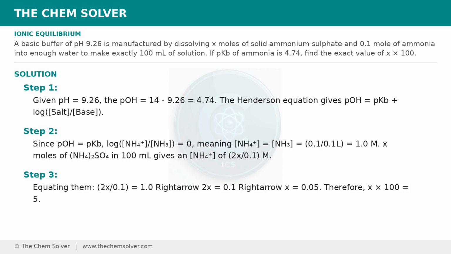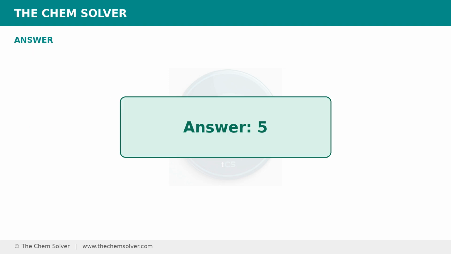equals NH3 equals 0.1 over 0.1 liter equals 1.0 M. x moles of (NH4)2SO4 in 100 mL gives an NH4+ concentration of 2x over 0.1 M. Equating them, 2x over 0.1 equals 1.0, so 2x equals 0.1, so x equals 0.05. Therefore, x times 100 equals 5. The answer is 5.